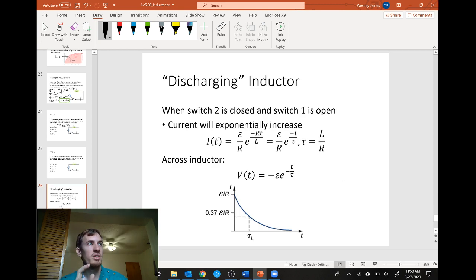An inductor, where did the negative come from? I'll quickly answer that in just a second, Hannah.